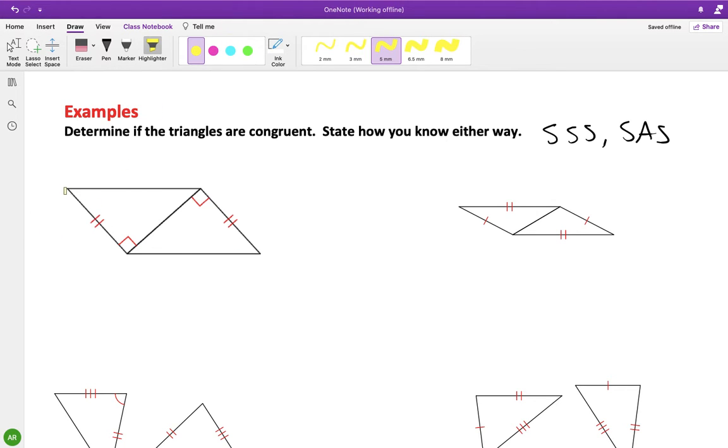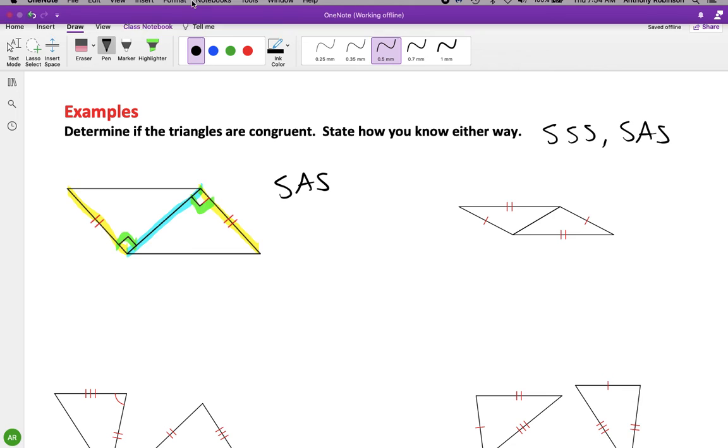We have congruent side lengths based on how they are denoted or marked, right? And then we have a shared side. Since it's shared, it also has to be congruent. And then we have a right angle connecting those, all right? So in this case, we have a side, an angle, and then a side. So we can say this is side, angle, side. All right.